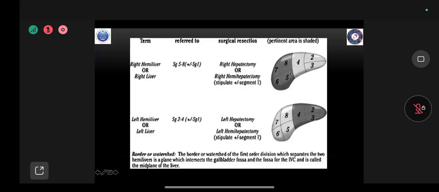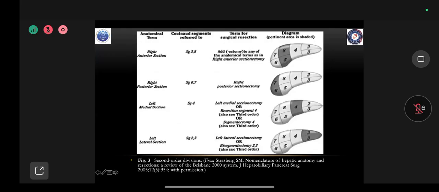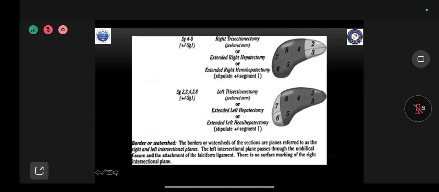So here you can see the shaded portion is what we do in a conventional right. This is what is called a conventional left. And once you want to do a segmental resection, this is 5-8, this is the anterior section, that is the right anterior section. 6-7 is the posterior section. Segment 4, just segment 4 is the left medial section, and 2-3 are the left lateral sections. So once you also add caudate to this, it has to be mentioned separately. This is especially true for cholangiocarcinoma, where you need to remove the caudate as a part of a complete resection.